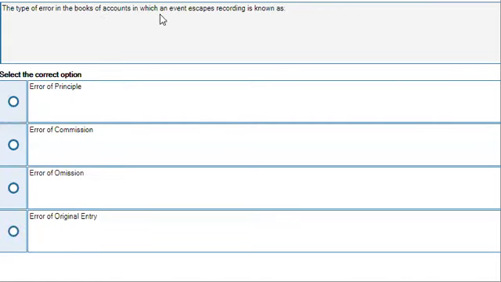The error in the books of account, and we do not escape. जब पूरी तरह छोड़ देते हैं, escape कर देते हैं. Escape होता है छोड़ना. The error of omission.